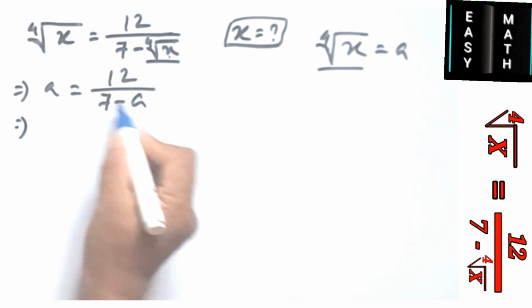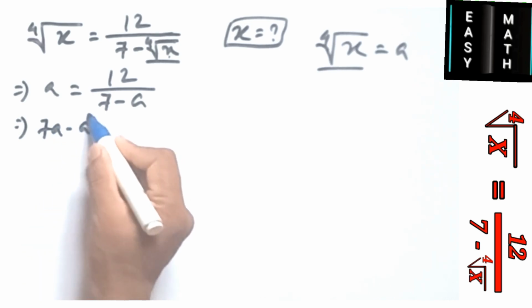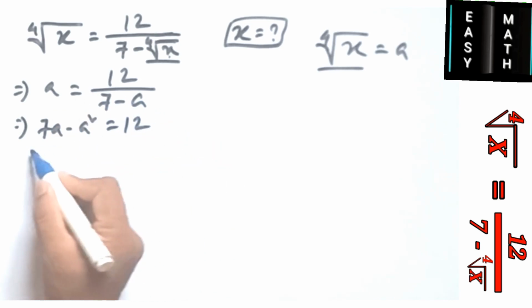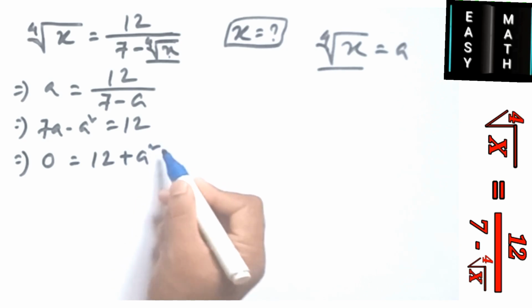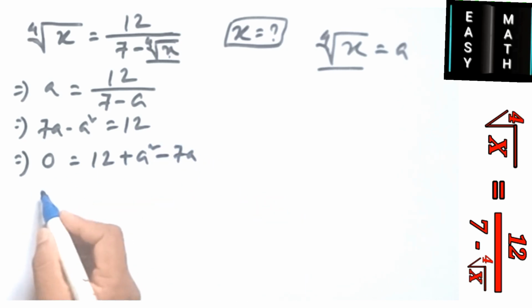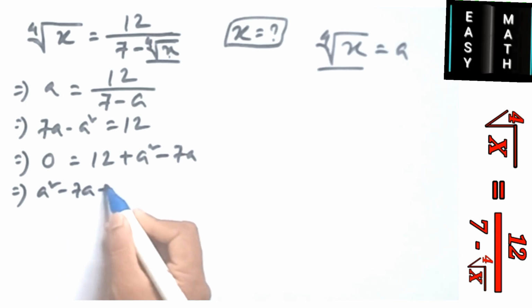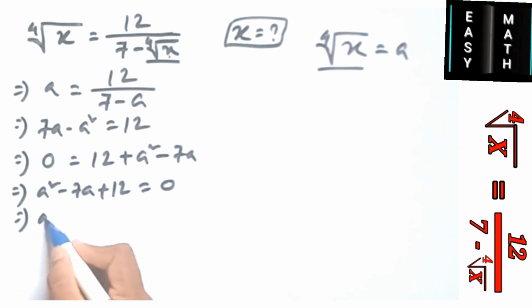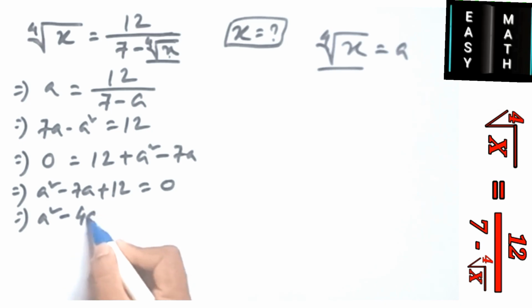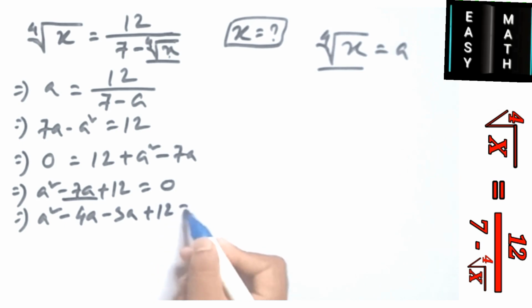And now multiply this. So there is the 7a, and this is a square, and this is 12. So similarly we can write this as 12 plus a square minus 7a. And now this we can write similarly 7a and plus 12, this is a. And now this we can write a square, and this is minus 4a. This we can write minus 4a and minus 3a and plus 12.